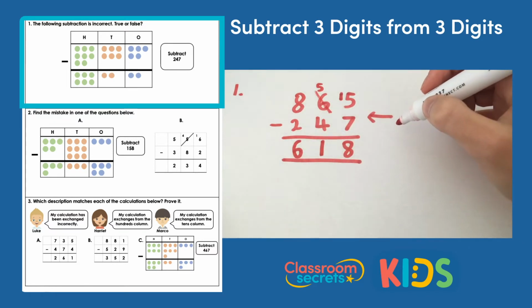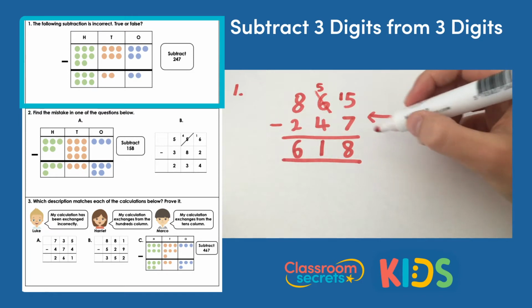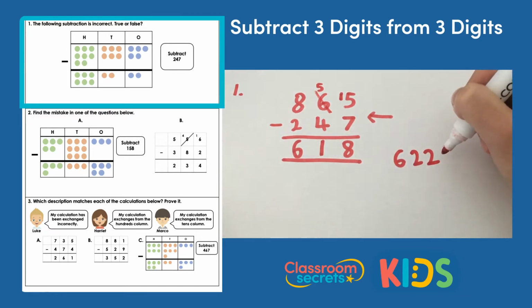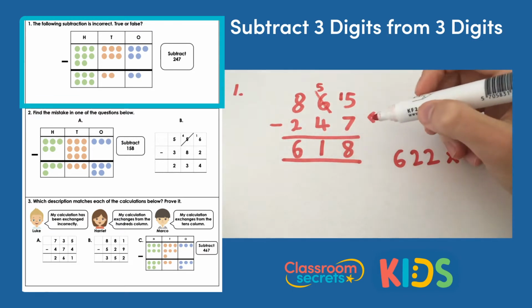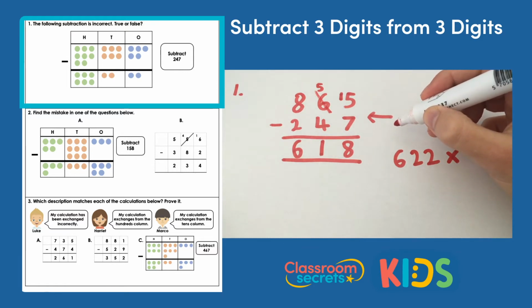618 is our answer. And looking at the counters underneath the equals line, they have 622, which is wrong because we know the answer is 618. So number 1 is incorrect, and it says the following subtraction is incorrect, true or false. Well, we know it's incorrect, so it's true, it's incorrect.